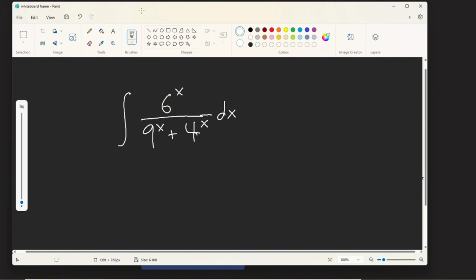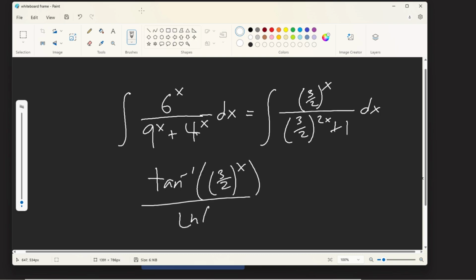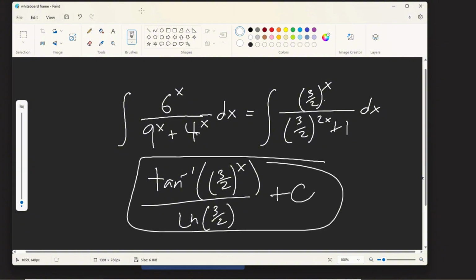I love scaring beginners with this. I love scaring people with this integral, but it's a very easy integral, right? You divide everything by 4 to the power of x, you get 3 over 2 to the x here, and 2x plus 1 here, and then this is just simply inverse tangent of 3/2 to the x, over ln of 3/2, plus c. Let u equal 3/2 to the power of x, for those who haven't seen it. Right, this is Norwegian Substitution.